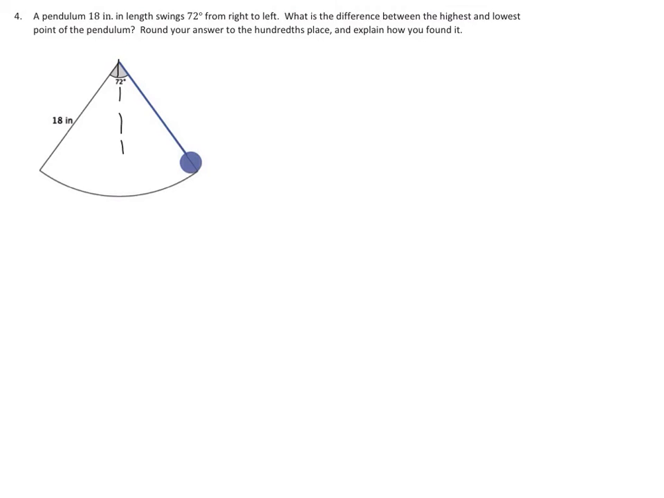Okay, so what I'm really trying to find is from the highest point, right, to the lowest point. So here's the lowest point, and there's the highest point. Okay, what I've done first, we can talk through this one a little bit.